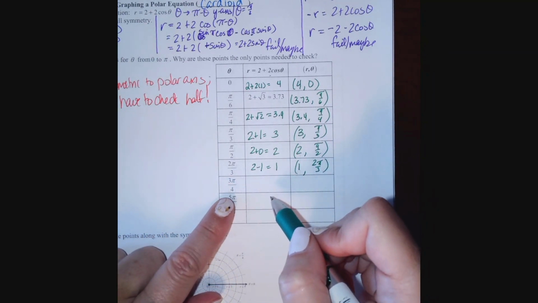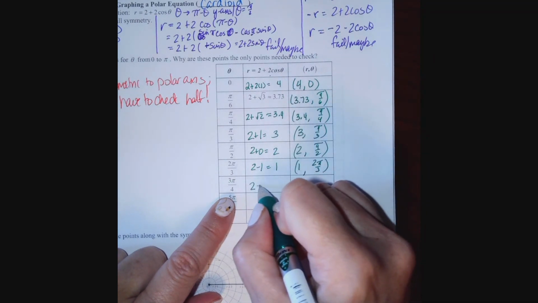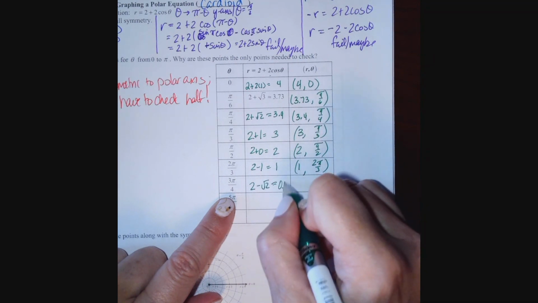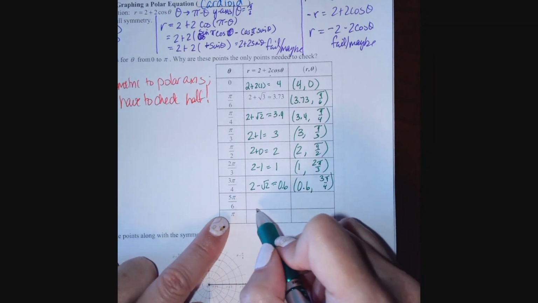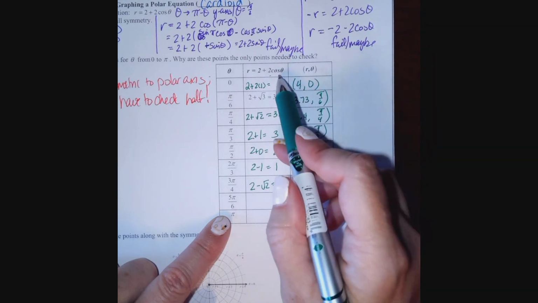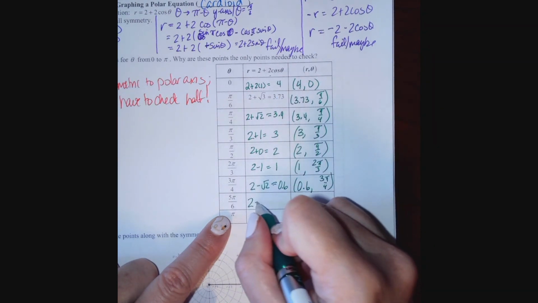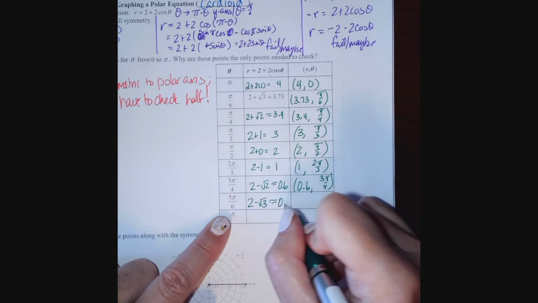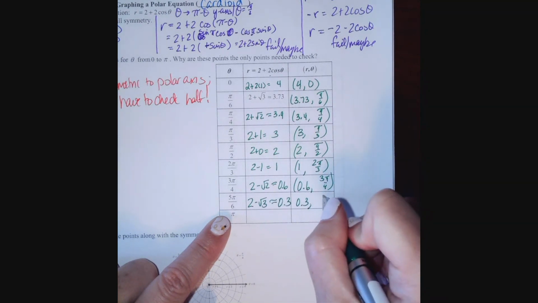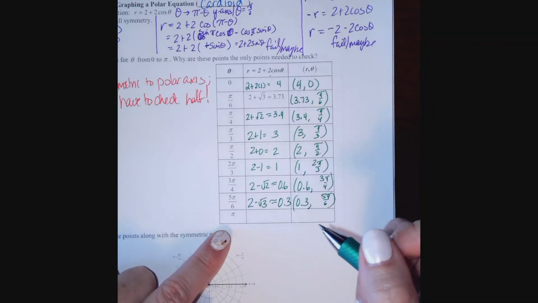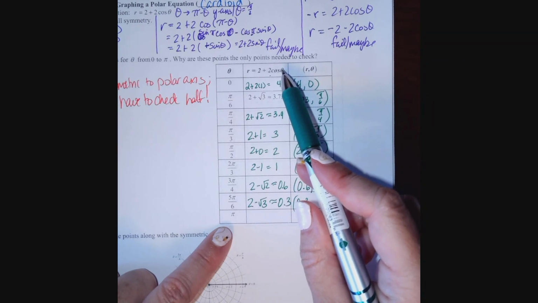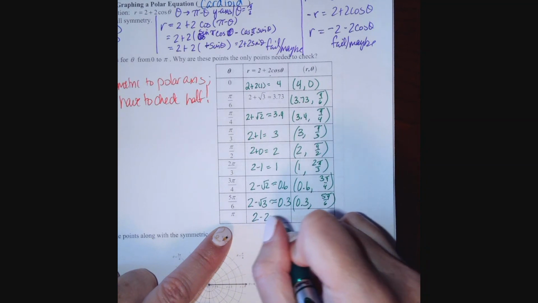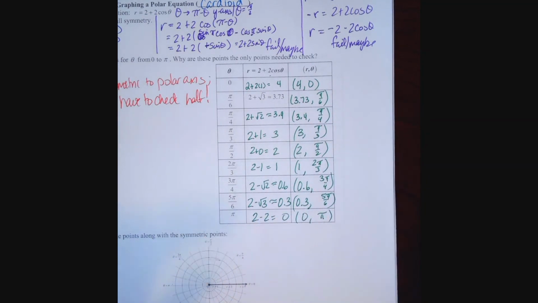At 3pi/4, I have a negative square root 2 over 2 times 2, so that becomes 2 minus square root 2, which is about 0.6. At 5pi/6, I've got negative square root 3 over 2 for my cosine function value, so 2 minus square root 3 is about 0.3. And my cosine function value at pi is going to be negative 1, so that becomes 2 minus 2, which is 0, so 0 at pi.